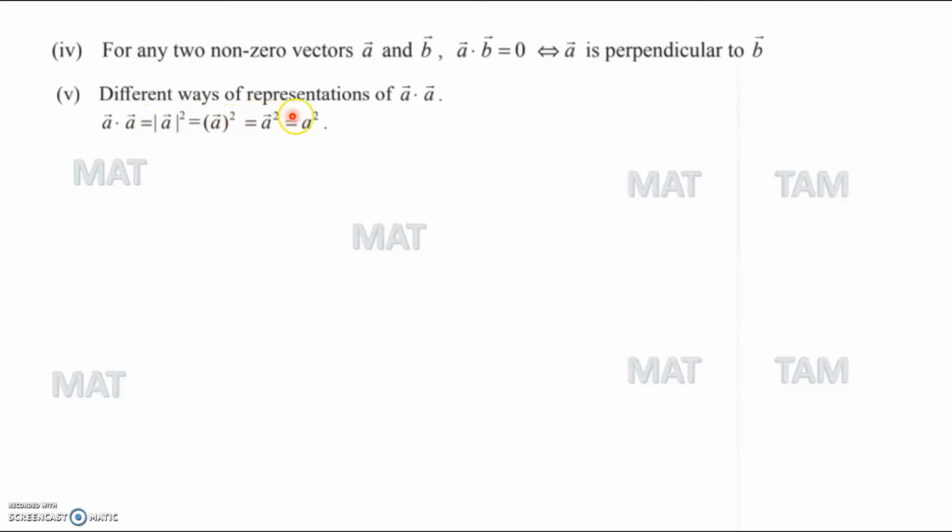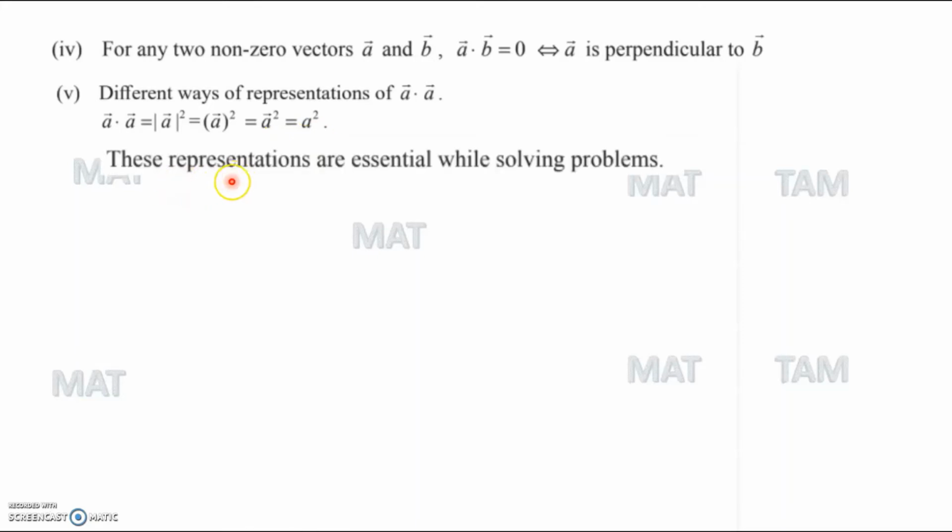The different ways of representation of A dot product with A: we can call that the square of the magnitude, because cos theta will be 1, therefore magnitude of A squared will be the answer for this. It can also be written as vector A squared, within bracket or without bracket, and it can also be written as just A square, which is the length of the vector A. These representations are very essential while solving problems.